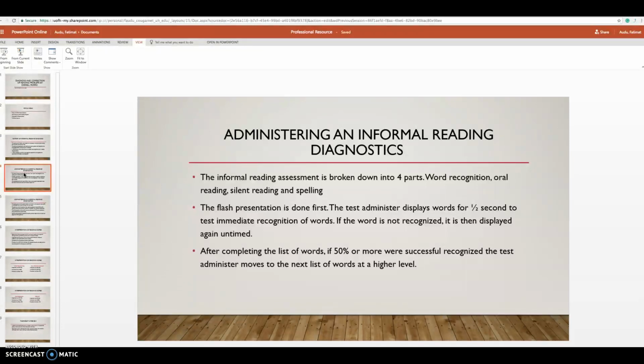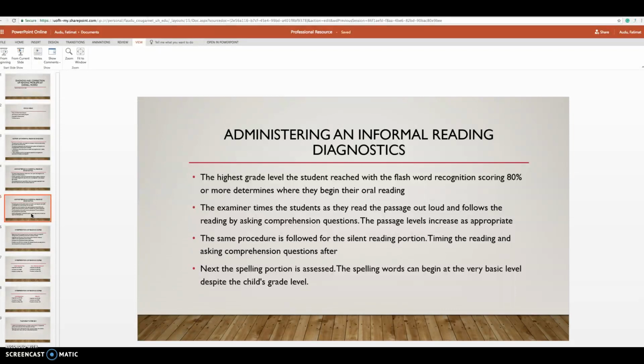So you start out with this flash presentation, and from the flash presentation you go on to the oral reading. Okay, and so it's at the oral reading, you're not starting from scratch again, but you're starting from the highest grade level that the child received a score of 80% or more. So if at the flash presentation their highest grade level at 80% or above was 3rd grade, at the oral reading, which is the next assessment, I would start at the 3rd grade reading level. So that means that I would begin with a 3rd grade reading level passage.